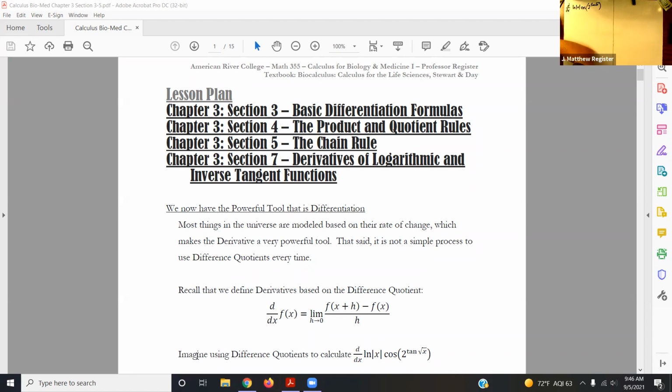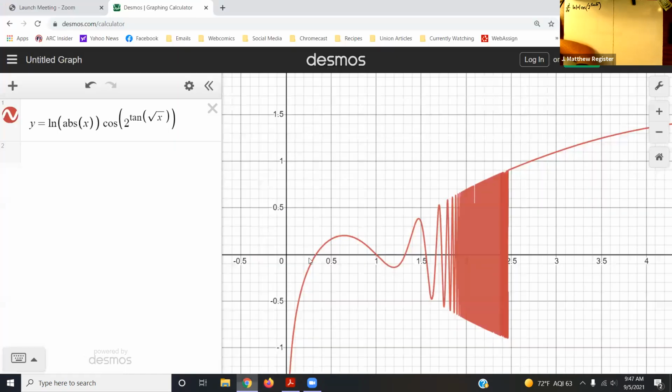Here is the example. Imagine using the difference quotients to calculate d/dx of the natural log of the absolute value of x times cosine of 2 to the tangent of square root of x. That is a horrible, horrible function. And if you want, this is what the graph of it looks like. I actually graphed it real quick because I was curious.